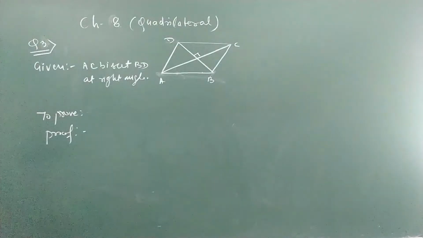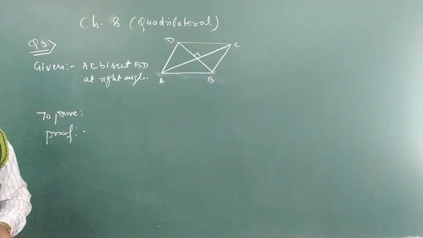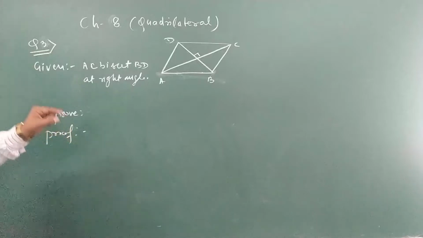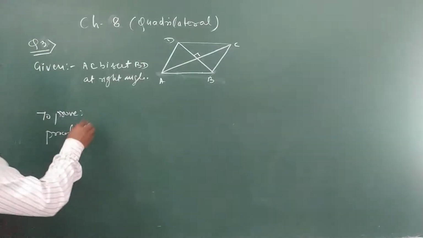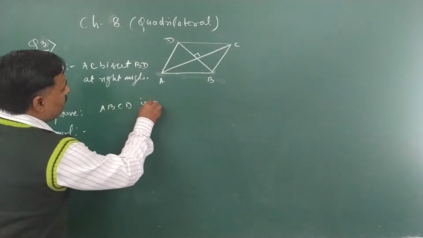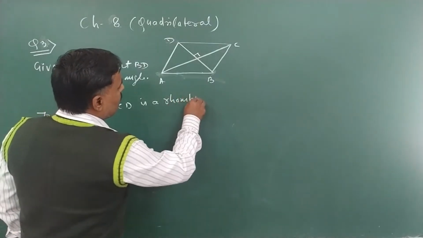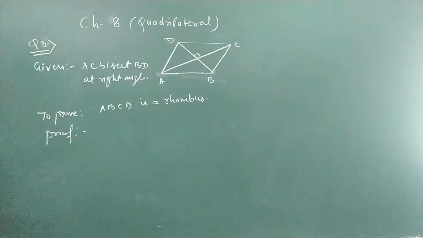Now when we prove a quadrilateral becomes a rhombus, first we need to prove that it's a parallelogram. And if we are able to prove it's a parallelogram, we can simply say the diagonals of a parallelogram bisect at 90 degrees, then it will be a rhombus. So we need to prove ABCD is a parallelogram. And I told you how to prove a quadrilateral is a parallelogram. So what we are proving here is that ABCD is a rhombus, and ABCD is a quadrilateral is given. So to prove a rhombus, we need to prove it is a parallelogram.